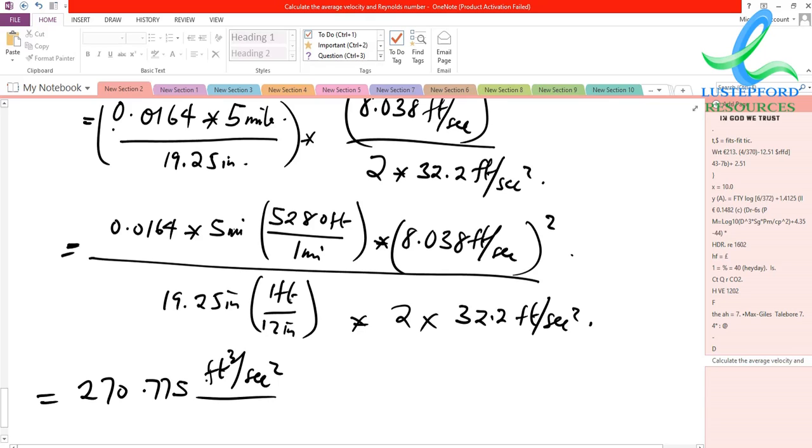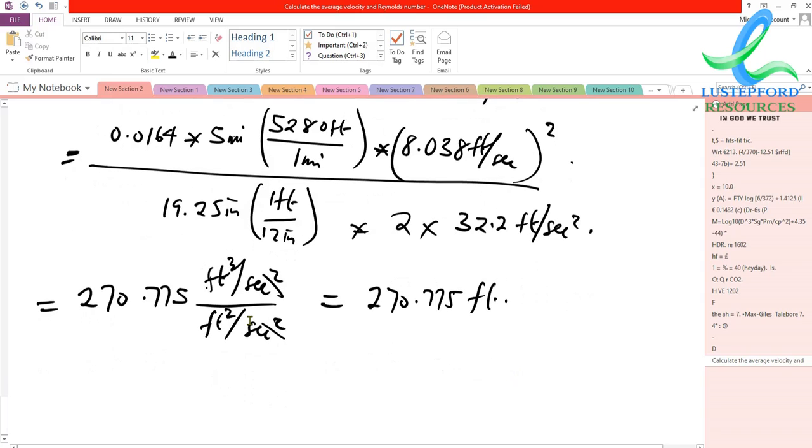Divide by this one. Now we have this inches will cancel out this inches. So you have feet square divided by second square. So this one will cancel out this. So you are left with 27.775 feet. So now the H is 27.775 feet.